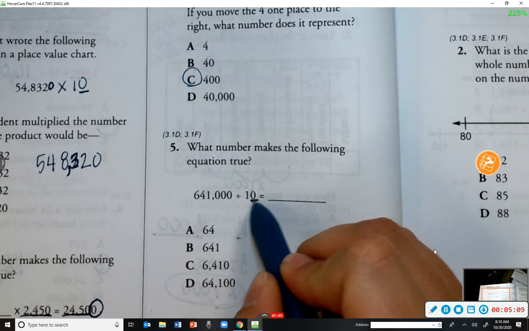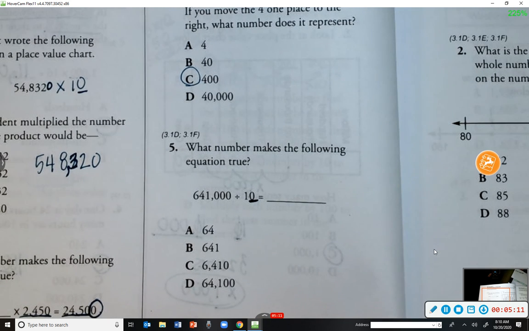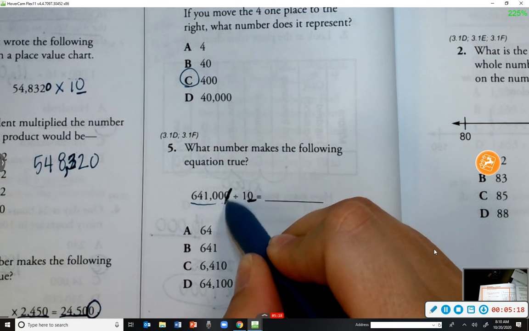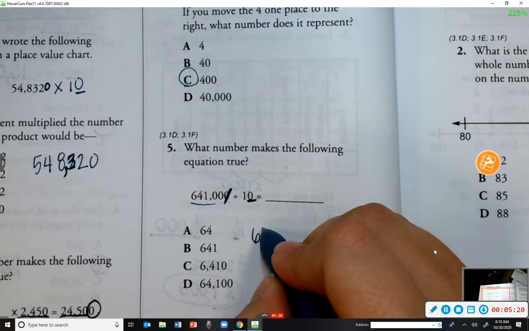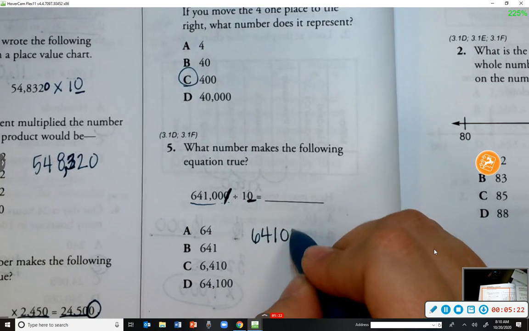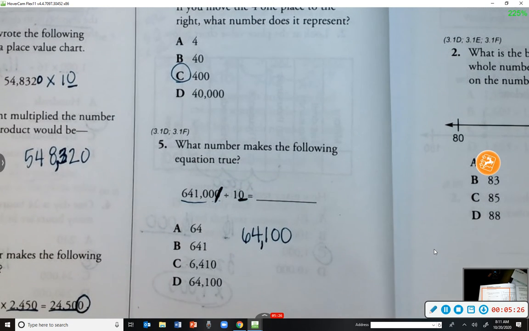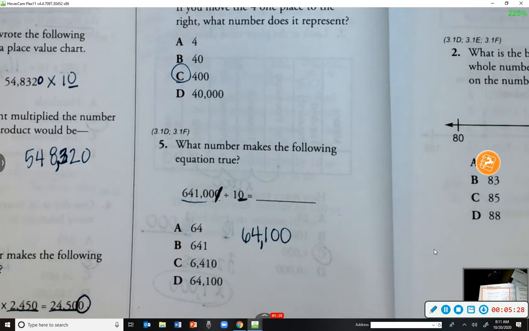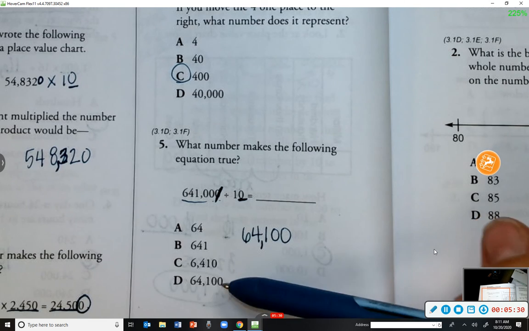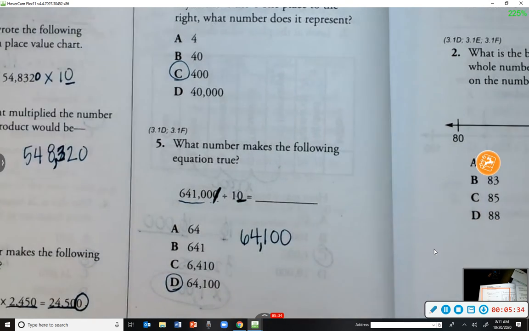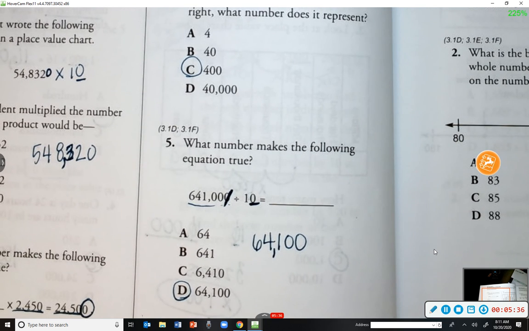If I'm dividing by 10, that tells me to take away 1 zero. Okay, so I'm going to go over to this number and mark off one of the zeros. So my new number would look like this. 2 zeros on the end, and your comma would go right there. Okay, now I look at my answer choices, and D matches what we have. So D is correct.